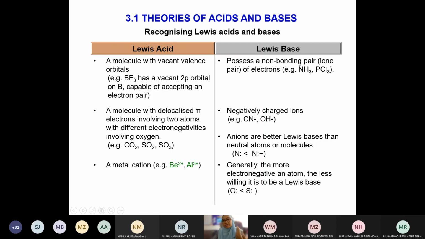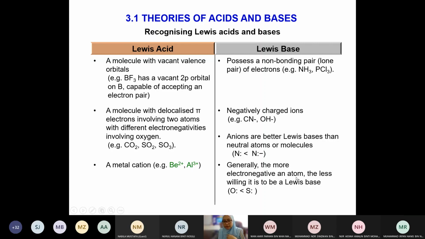So a Lewis base possesses a non-bonding pair, meaning it has a lone pair. So those that are rich in electrons are those that have a lone pair, and those that possess a negative charge ion, to show their richness, they show that they have a negative charge. And then what else? Anions are better Lewis bases than neutral atoms or molecules. Let's say we have nitrogen, but this one is nitrogen with a negative charge. Which one is a better Lewis base? The anion. The richer it is with electrons, the better the Lewis base.